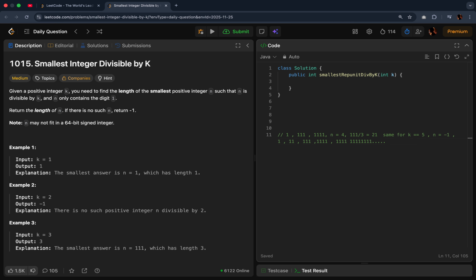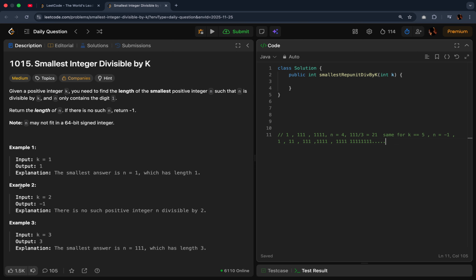So what is this pigeonhole principle? We will be taking remainders. We will divide the number n by the input k and try to find the remainder. For length equals 1 we start with 1, and similarly we will keep adding ones. That's how we are going to do it.